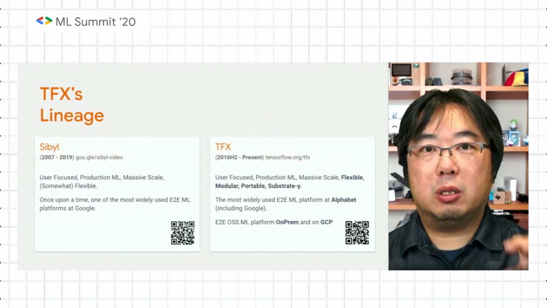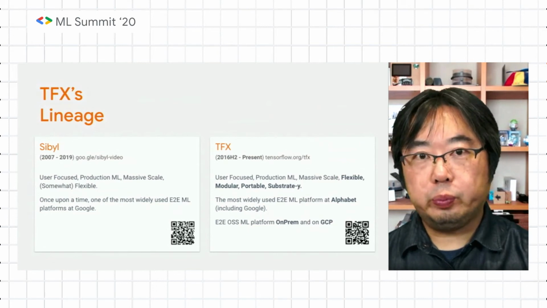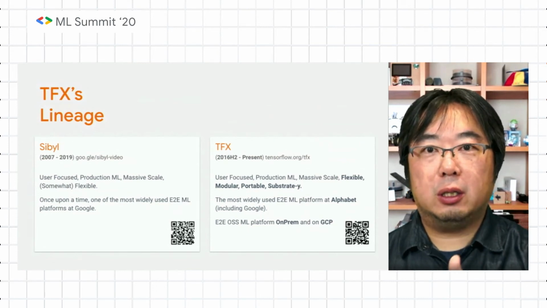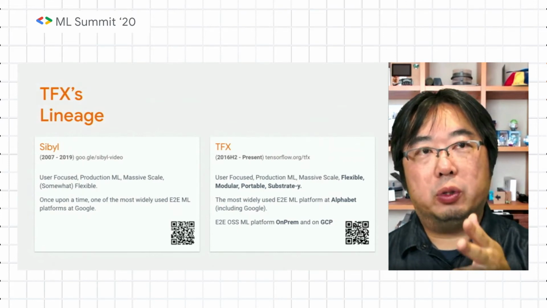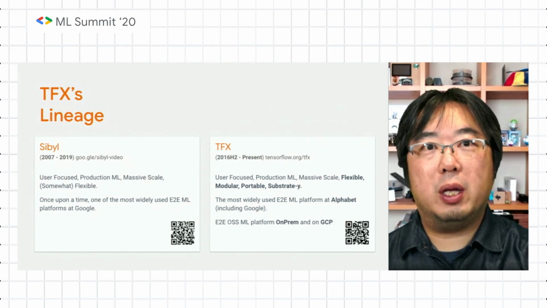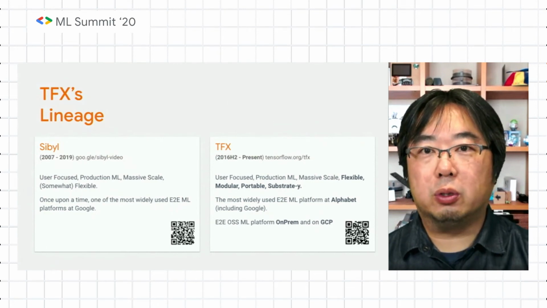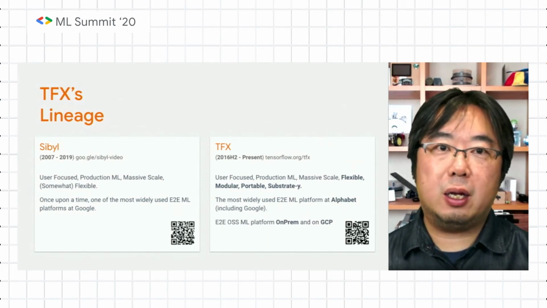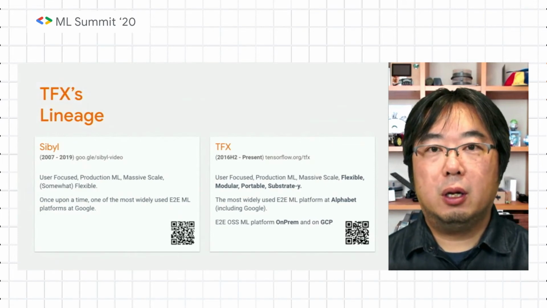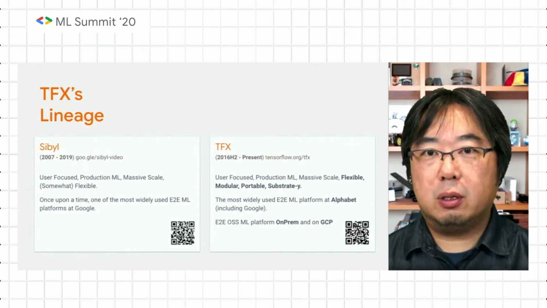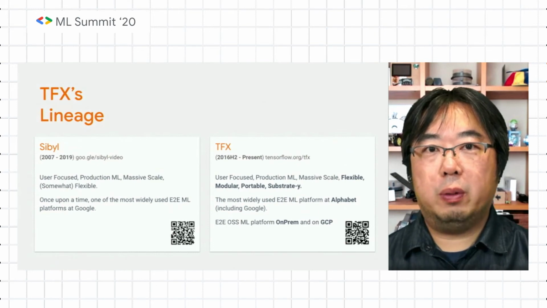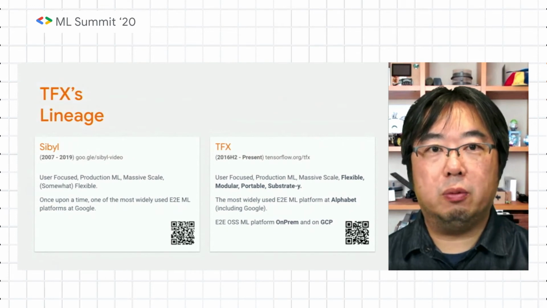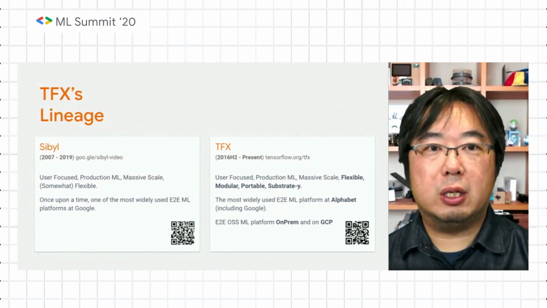TFX is a kind of second generation of CBO, which is Google's proprietary production machine learning platform. What is that? It is the production machine learning deployment and development platform for Google, used by many of the largest machine learning-based services such as Google Play and Gmail. With those learnings and experience from CBO, we built the framework called TFX, and we open sourced the source code. So it's now freely available.